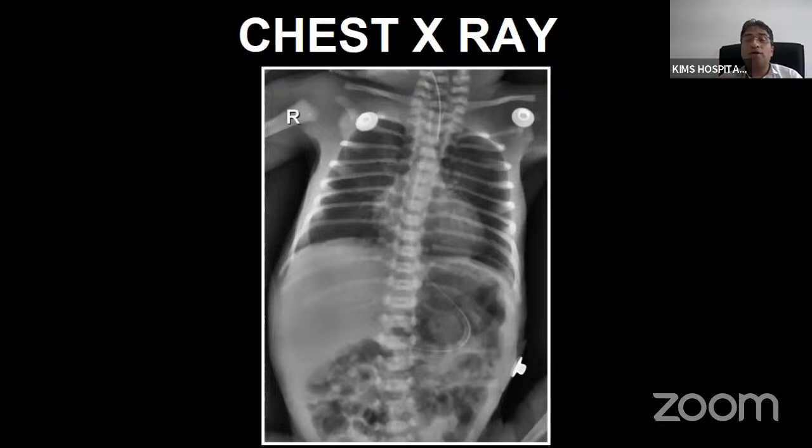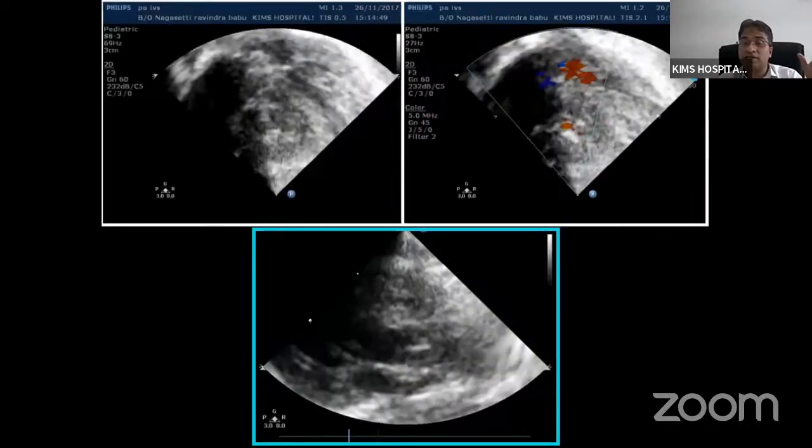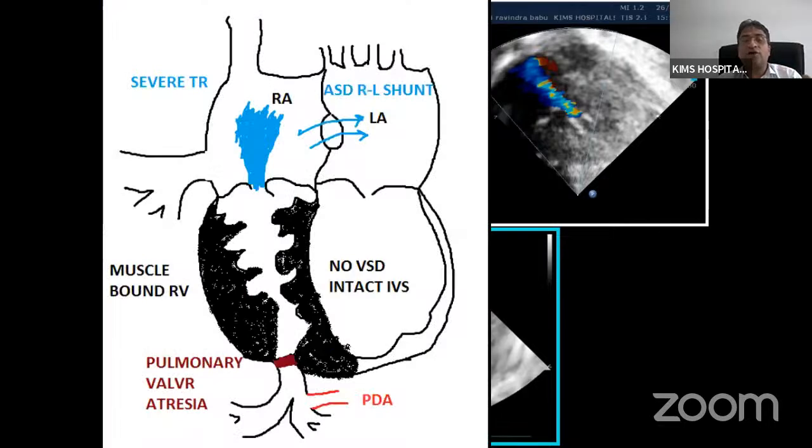Again, go to your classical teaching. The cardiac size is mild to normal to increased, but the flow is decreased. So you can see there is a severe TR, and that is causing the RA dilatation and the cardiomegaly. So once we found out, it was pulmonary atresia with intact septum.